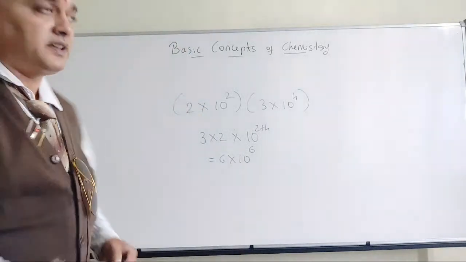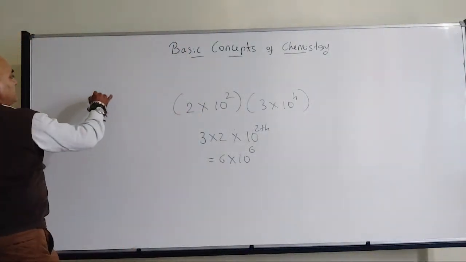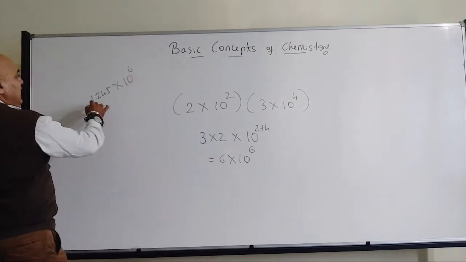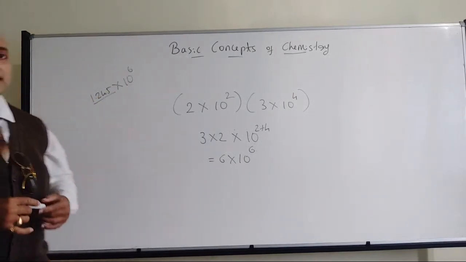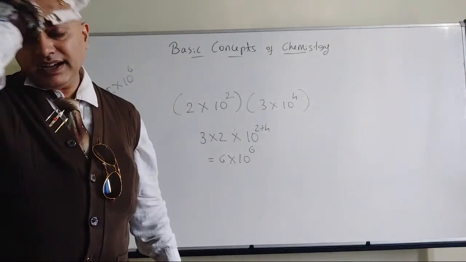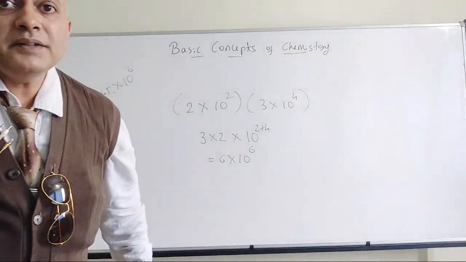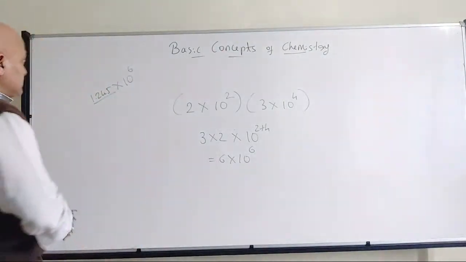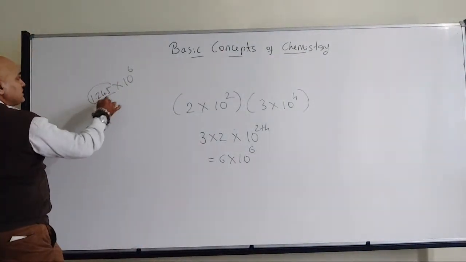1.245. No, Stefan. 1.245 into 10 to the power of 6 will have 4 significant figures. Fine? Yes, Anup, you are right. It will have 4 significant figures. You should not forget about this one.